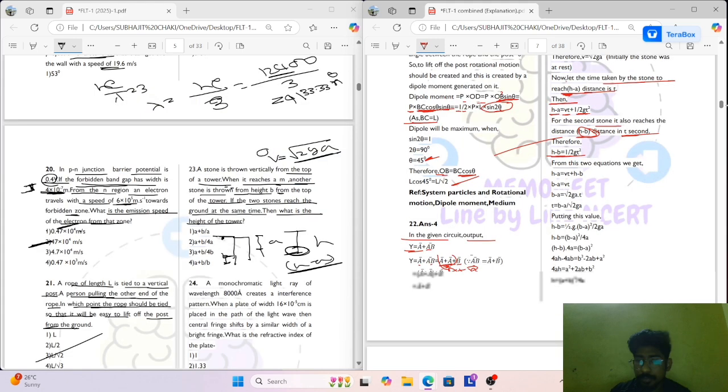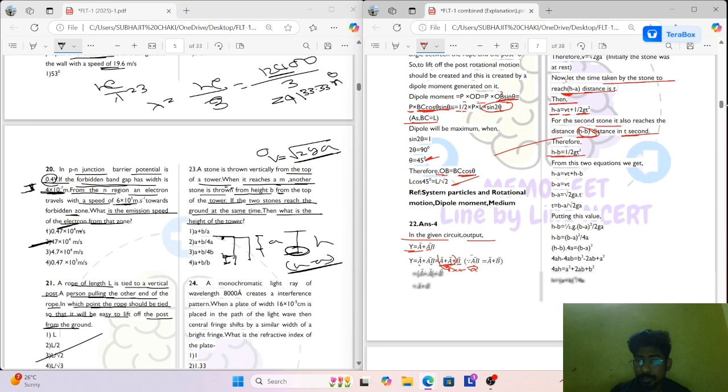From these two equations, subtracting, we get h minus a minus h minus b equals vt. The h cancels out, so b minus a equals vt. You already know v is root over 2ga, so b minus a equals root over 2ga times t. The t will be b minus a divided by root over 2ga. Now put this value in the second equation: h minus b equals half of g into b minus a whole square divided by 2ga.